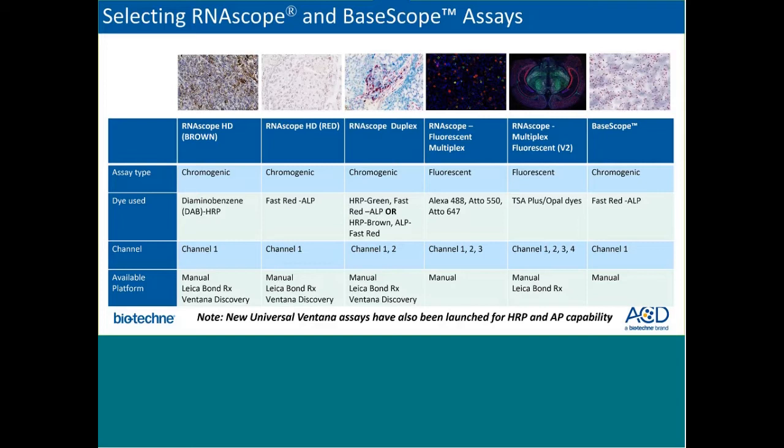If the target of interest is a shorter sequence, if you're looking at a splice variant or exon junction, then you would consider the BaseScope assay. Do note that some of these assays are available as well through an automation platform using the Leica Bond RX or the Ventana Discovery platforms.